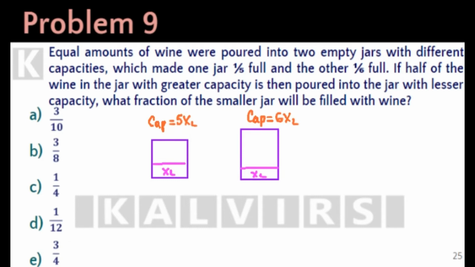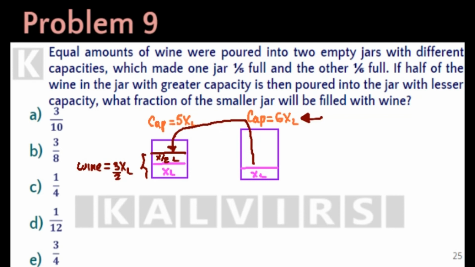Then the statement says that half of the wine in the jar with greater capacity is poured into the jar with lesser capacity. So we know that this is the jar with greater capacity. So half of the wine will be poured into this jar. That means that X over 2 liters are transferred to this jar. So the total amount of wine here will be equal to 3 over 2 times X liters.